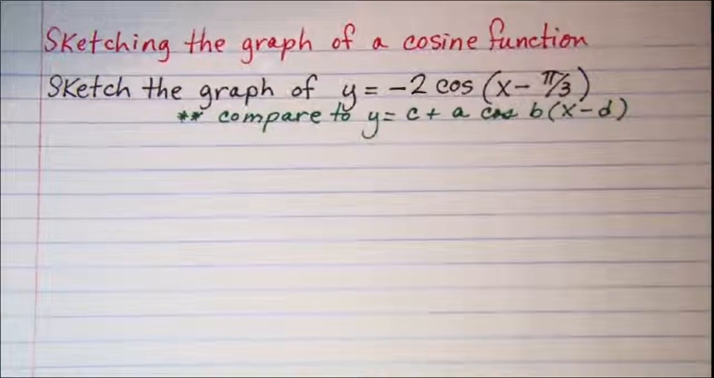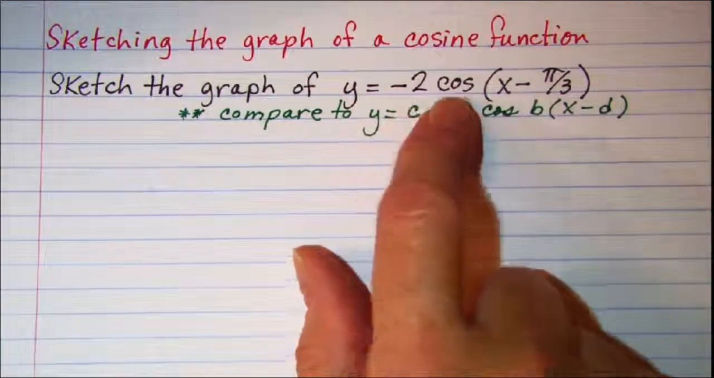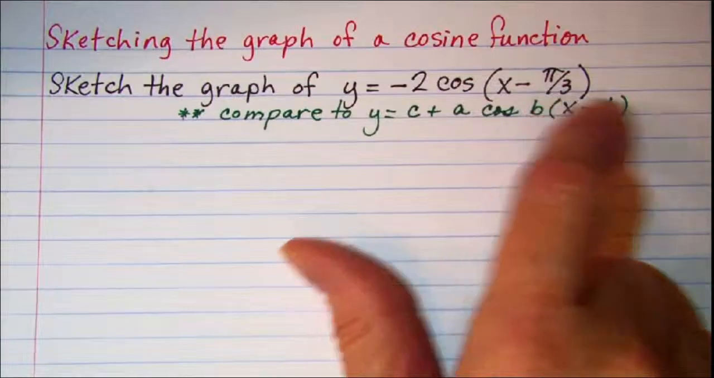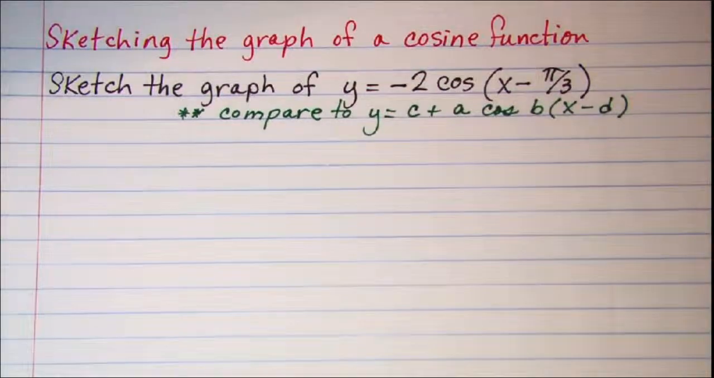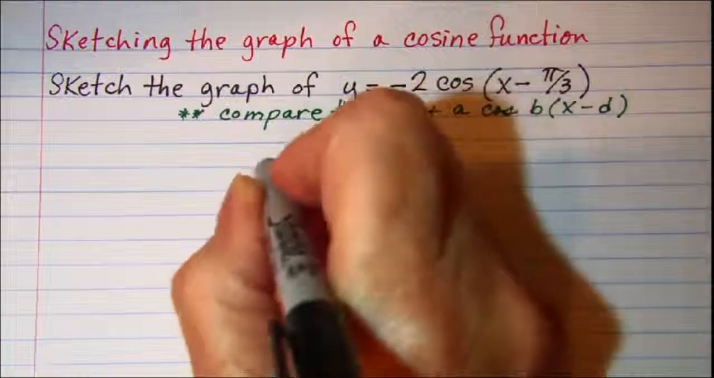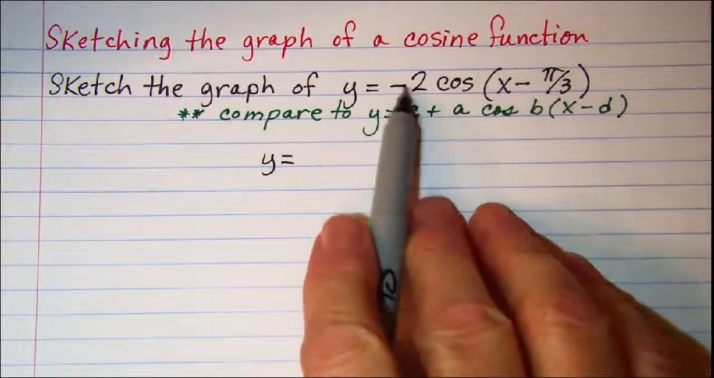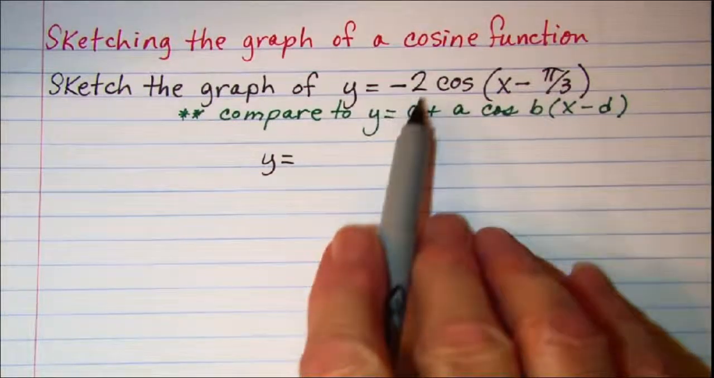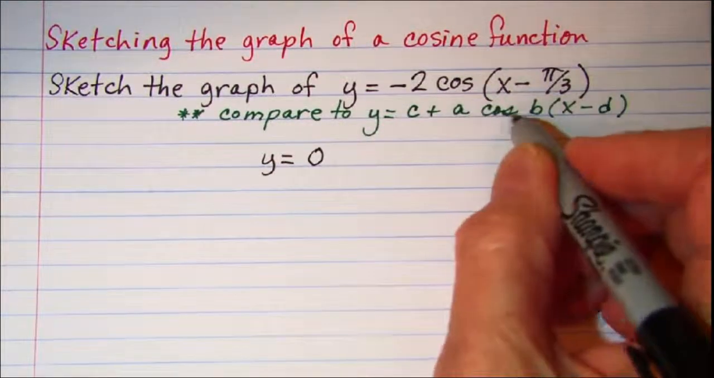The problem that we'll be working on is to sketch the graph of y equals -2 cosine of x minus pi over 3. We'll need to compare that to this equation. So let me write this a little bit differently. We have y equals, and then notice that I don't have anything added to this part of the equation. So c is 0, and then plus a cosine.